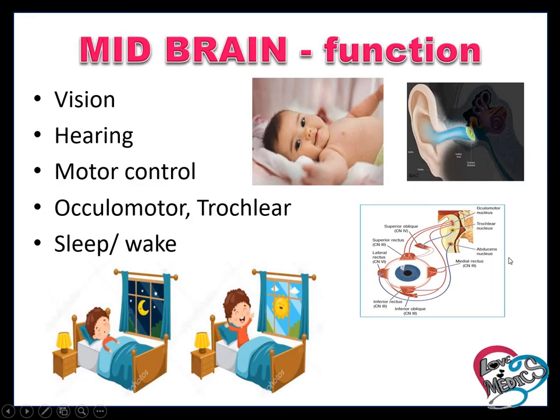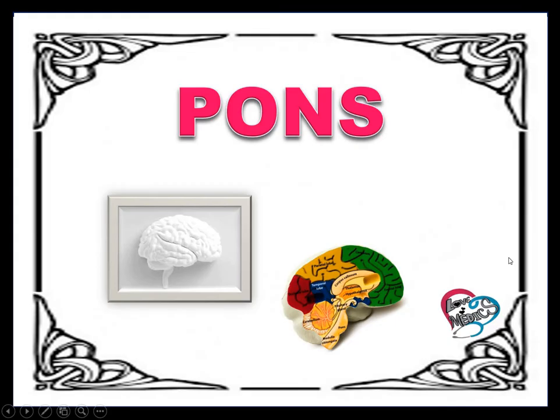Function of the midbrain: vision, hearing, motor control, oculomotor and trochlear, that is the third and fourth cranial nerves. These two cranial nerves emerge from the midbrain, right? So these activities are maintained by the midbrain, and also it maintains the sleep and wakefulness cycle, circadian rhythm.